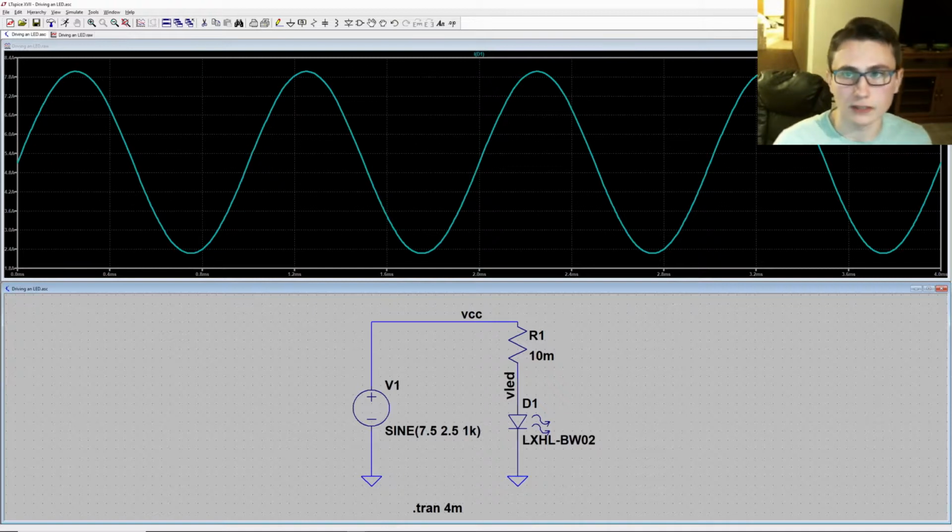So now we've seen how the LED responds to having a large resistance and how it responds to having a very small resistance for the current limiting resistor. But what if we want to drive an LED at a particular current, a more useful application? This is actually pretty easy with what we've already learned.